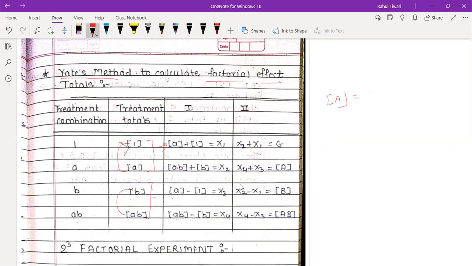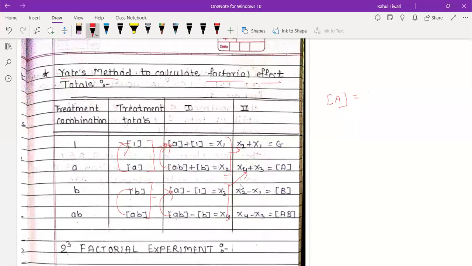Now, the same concept for the C also. Add up the first two, you will get this one. Add up the next two, we will get this one. Similarly, to get the next combination, this minus this, second minus first, and fourth minus third, we will get the next.